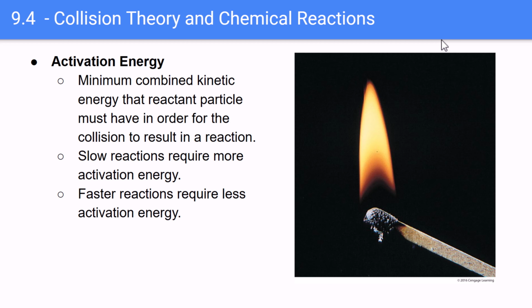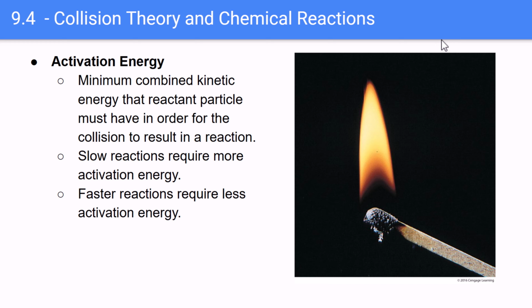Another factor that plays a role in this is activation energy. This is the minimum amount of kinetic energy that the reactant particles must have in order for a collision to result in a reaction. Slower reactions tend to require more activation energy. That is, reactions that are slower just need more energy in order to overcome the activation energy to go from reactant into product. Faster reactions require less activation energy and thus result in a much faster reaction because they don't require nearly as much energy to convert between reactant and product.